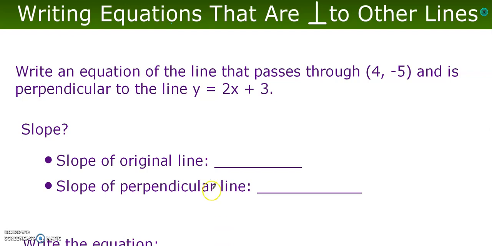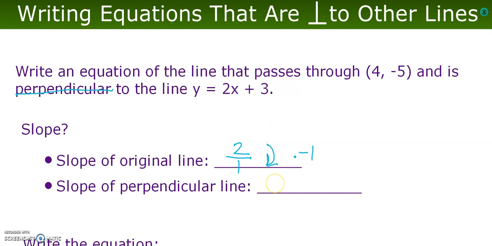Write an equation of the line that passes through (4, -5) and is perpendicular. Okay. First thing we need to figure out is the slope of our original line. The original slope is 2. I'm going to write it as a fraction, because if I want the slope of the perpendicular line, I have to take its negative reciprocal, which means I have to flip it and multiply it by -1.